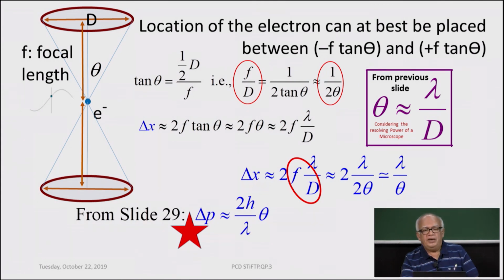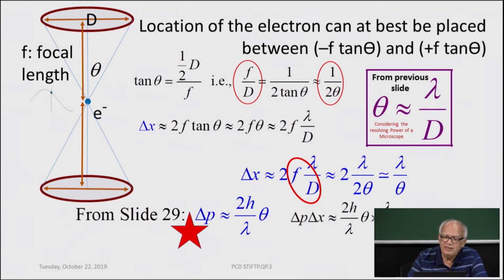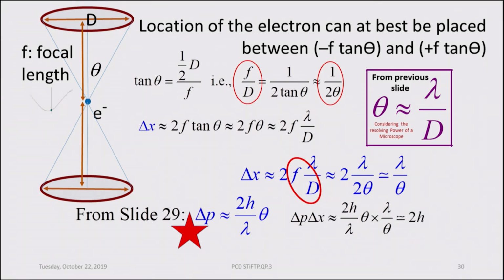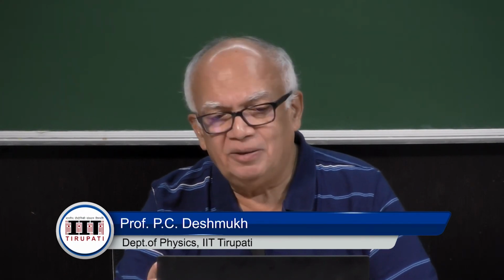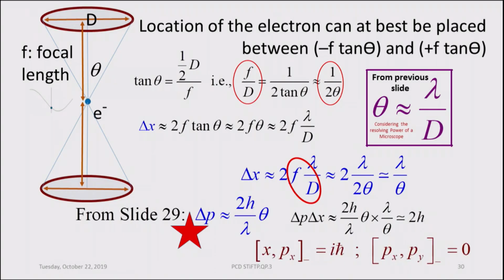So, we had the momentum uncertainty, which was 2h over lambda. We have the position uncertainty, which is lambda over theta. And if you take the product of delta x and delta p, it is of the order of h. So, this is the Heisenberg uncertainty principle. Now, this gives you order of magnitude estimates, so this is not the exact uncertainty principle. The exact uncertainty principle is what we have already discussed. But you see that these order of magnitude estimates are something you cannot do anything with.